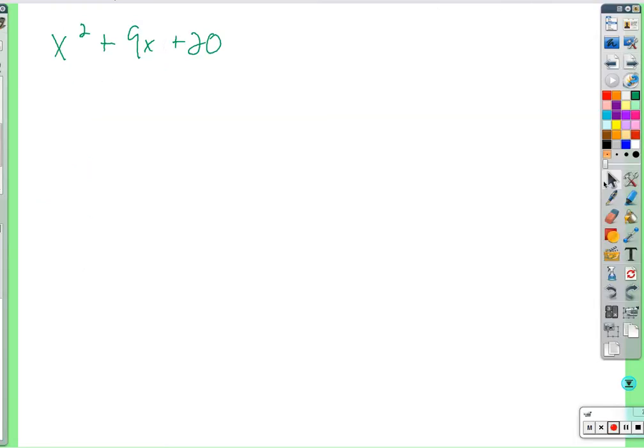I give this one to you, x squared plus 9x plus 20. You can figure out how that factors. How would you factor this polynomial?